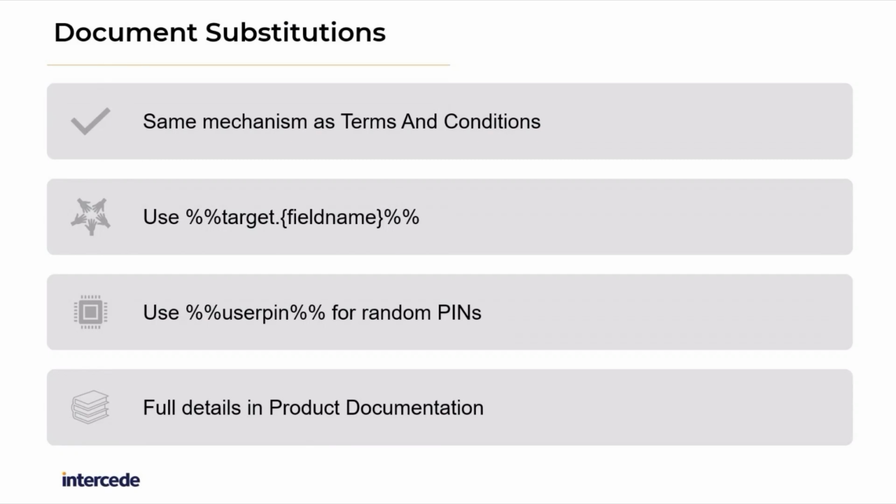The template allows for substitution of user data in there, and we do that using the exact same process as terms and conditions. To substitute user fields in, you would do target.fieldname surrounded by $% signs. To put the random PIN in, you would use user PIN surrounded by $% signs. And we have a few other options available as well. Full details of this are covered in our product documentation.